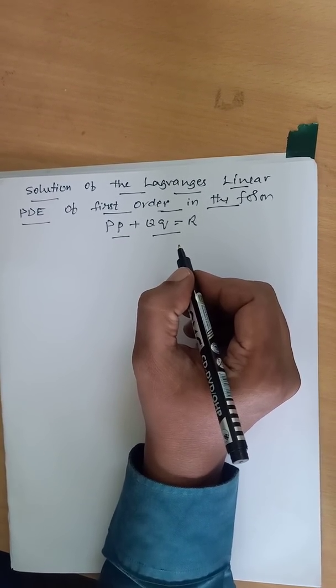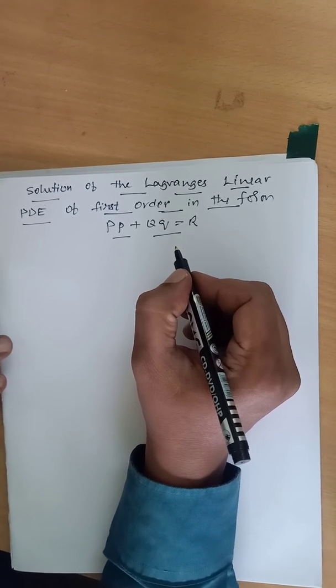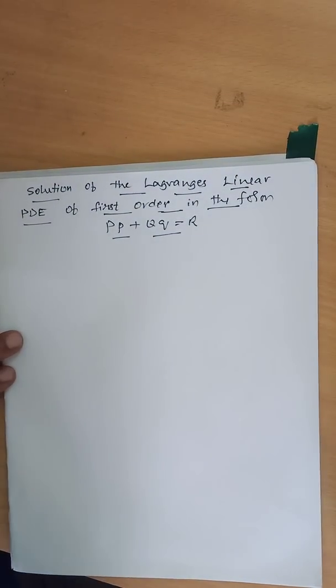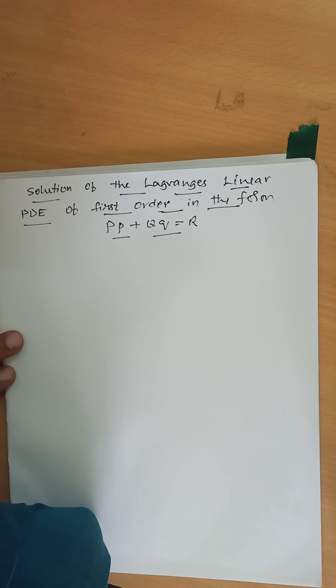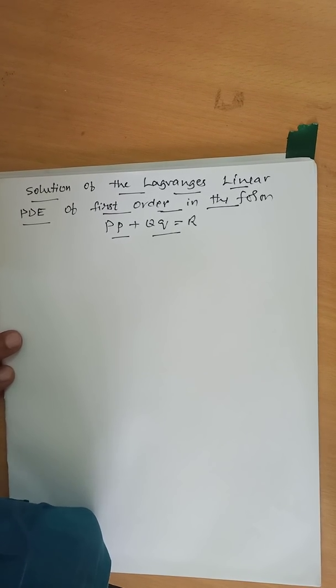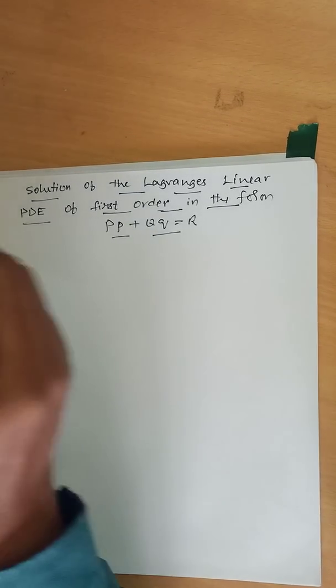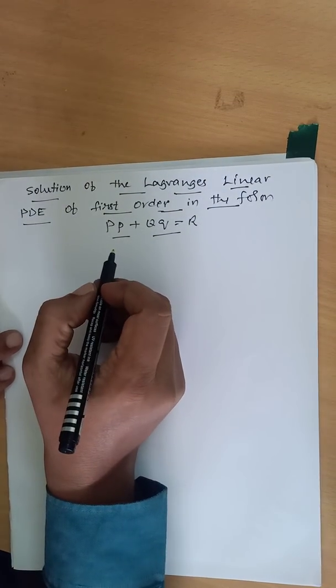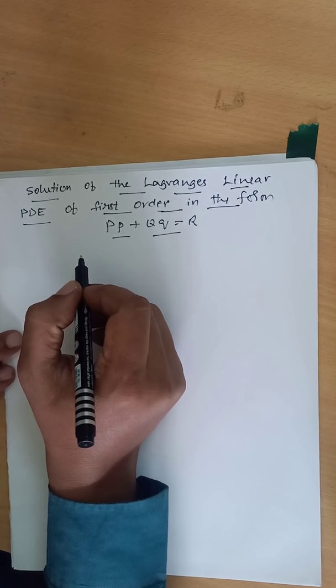In this method of solving the Lagrange's partial differential equation in the form Pp plus Qq equal to R, we have two methods. Method number one we already discussed in last class. That means we first confirm the given equation is in the form of Pp plus Qq equal to R. Then you write the auxiliary equation. After writing the auxiliary equation, select first and second term.